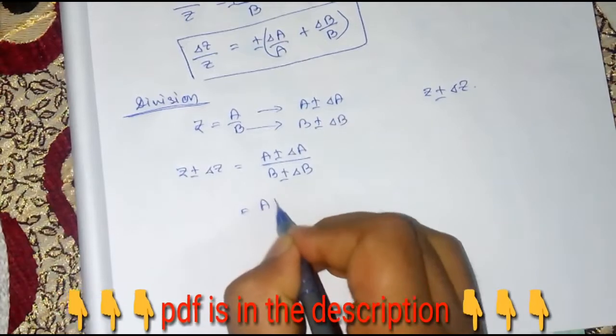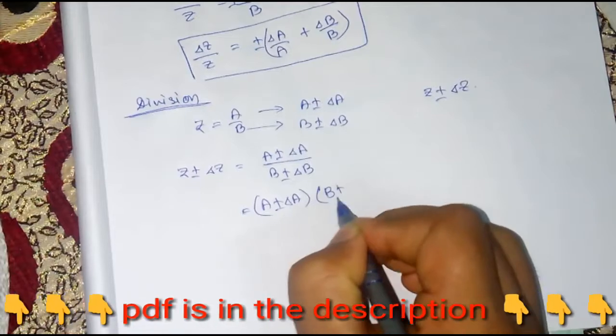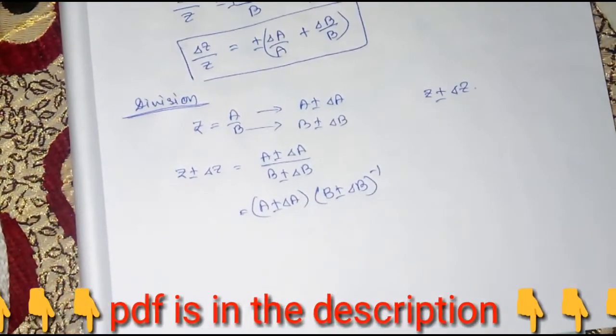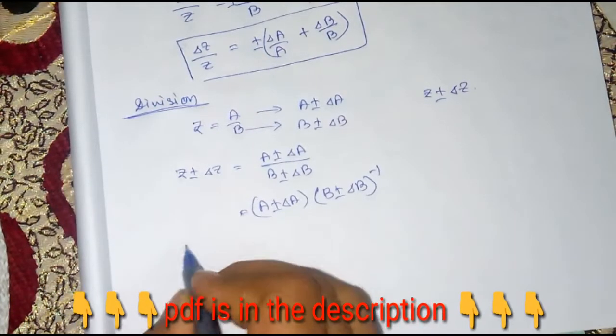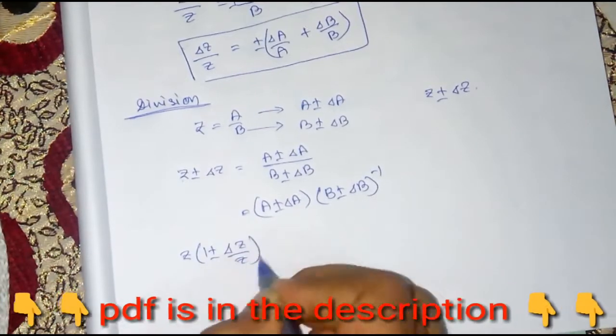So you can write it this way: a plus minus delta a, b plus minus delta b inverse, right? You can write it this way. Take common the first term, common z from this side. So it gives us 1 plus minus delta z by z, right?